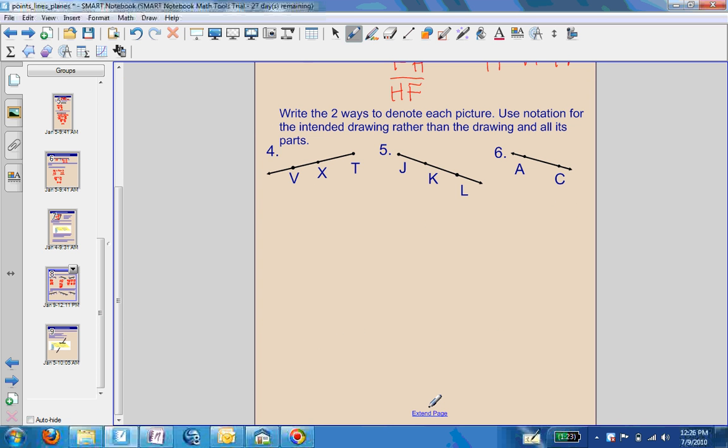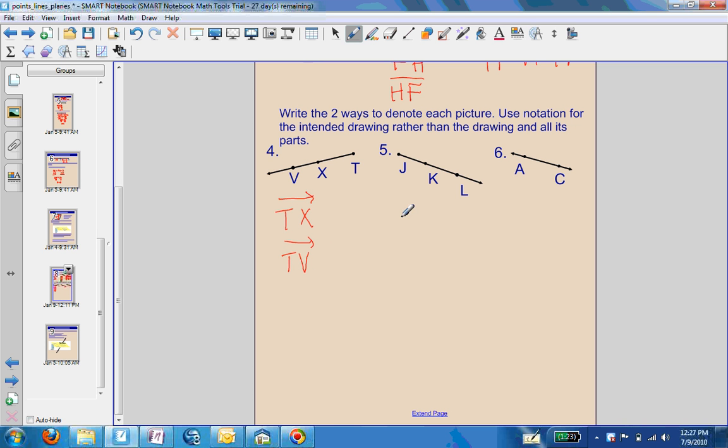For number 4, we're going to write two ways to denote each picture, and we want to go with what the picture looks like. So if it looks like a ray, you work with the ray notation instead of everything that is on there. So here we could have line segments as well as a ray, but we're just going to work with ray. So this could be ray TX or ray TV. Those are the only ones that are possible.